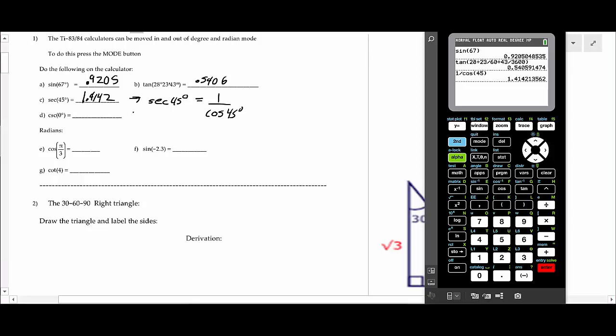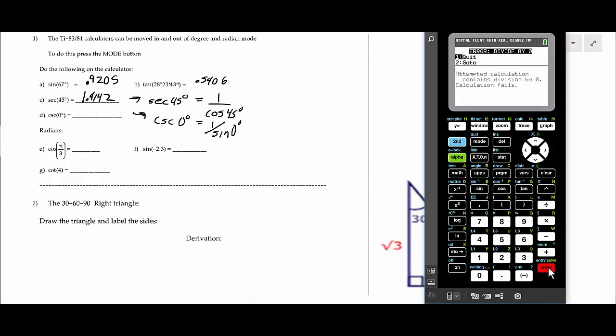Okay, if you're doing a cosecant, we have the identity that says the cosecant of 0 would be 1 over what? Sine. Okay, so you need to know that, and use that identity in this case. So what you want to do on this one is just go 1 divided by sine of 0. Okay, and you get an error sometimes.